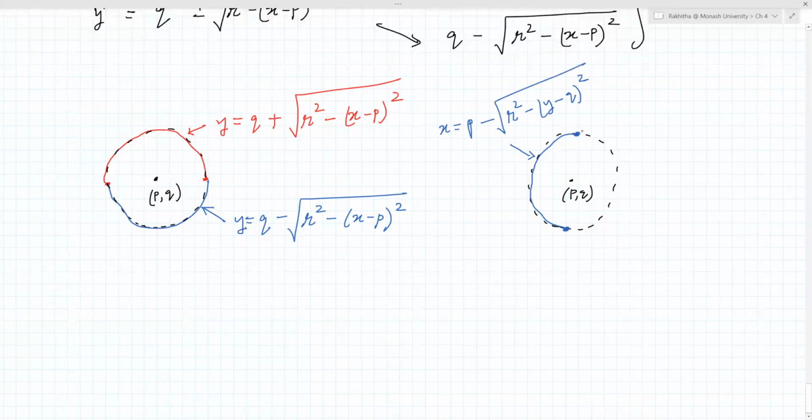Then when it comes to the positive side, the positive side is the other solution of this one, right? But we can argue again, your independent variable would be y, your dependent variable would be x, and it's in the x positive direction. So the answer obviously should be x is equal to p plus the square root of r squared minus y minus q squared.